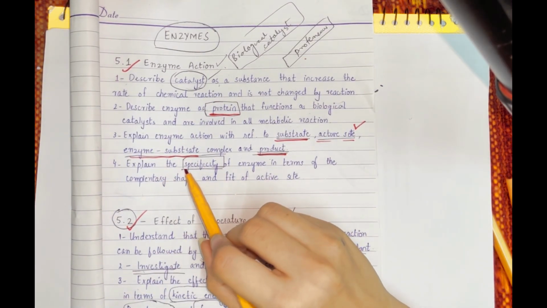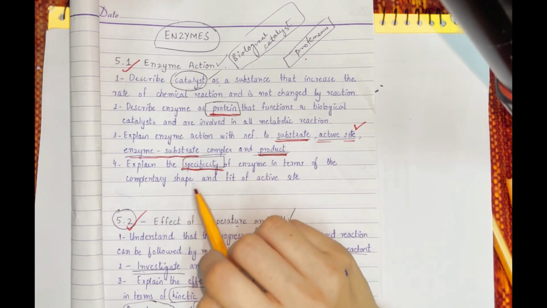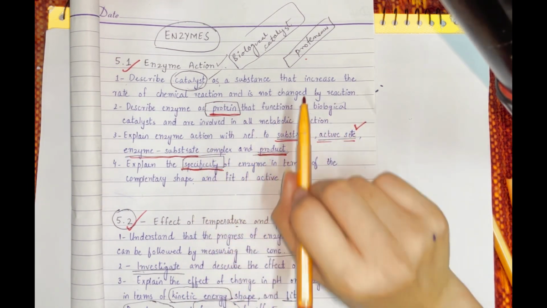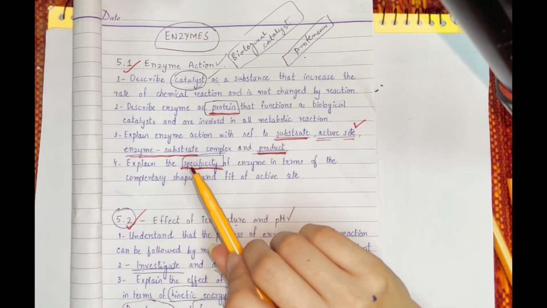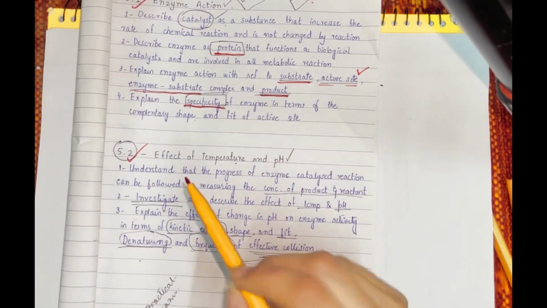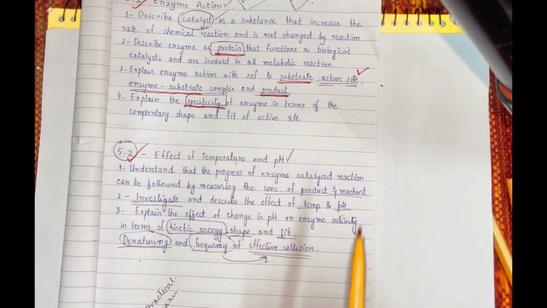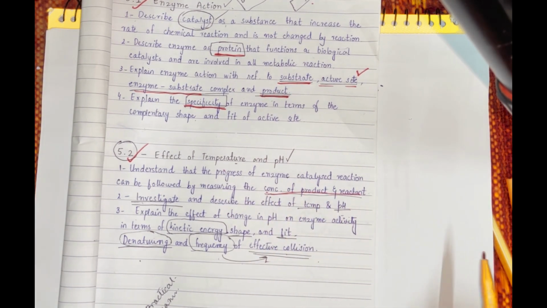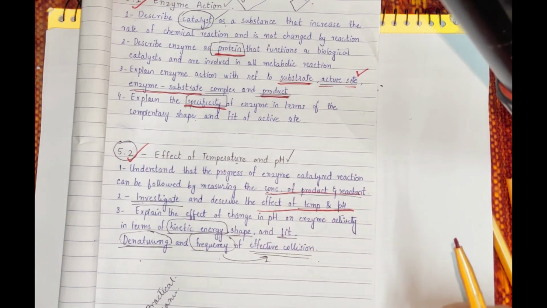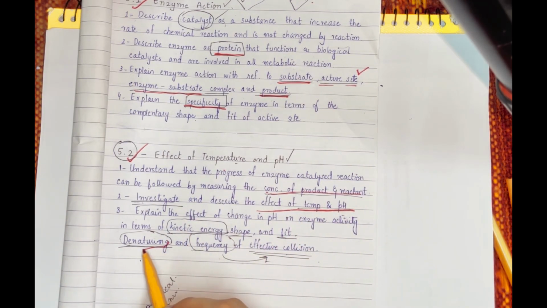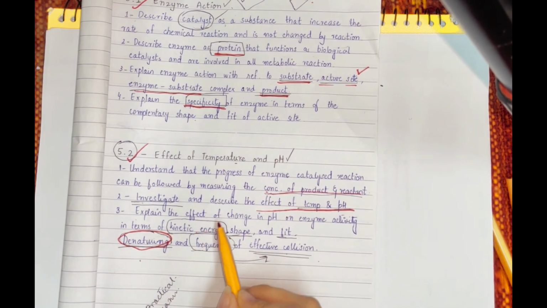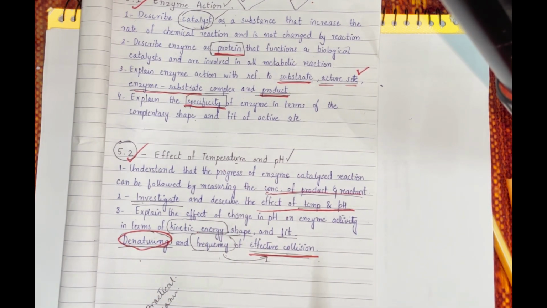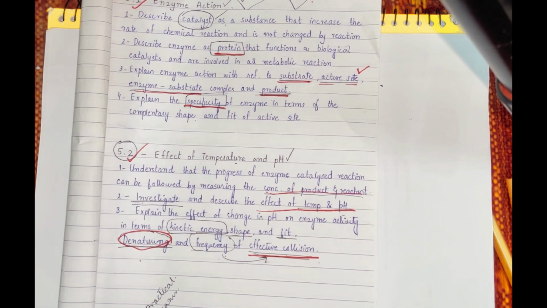Lastly, we discussed the specificity of enzymes, and how there are different shapes of enzymes and only a specific substrate can be attached to an enzyme. In 5.2, we discussed the effect of temperature and pH. We also discussed the optimum temperature and optimum pH of an enzyme. We've also discussed the concentration of product and reactant. We have discussed the effect of temperature and pressure. We've also discussed denaturing and how the molecules' kinetic energy increases, thus the frequency of effective collisions decreases. All of the points in 5.1 and 5.2 have been covered. I hope you find this video very helpful.